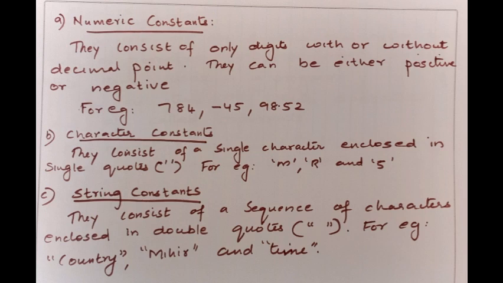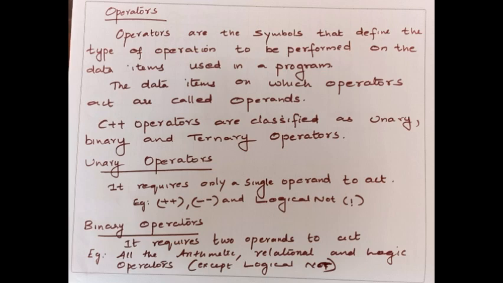Okay, next we are going to learn about operators. Children, what are operators? Operators are the symbols that define the type of operation to be performed on the data items used in a program. Maybe you learned this in mathematics: operators, plus addition, subtraction, multiplication operator, you know it, no? And the data items on which operators act are known as operands. Okay, so the data item on which operators act is known as what? Operand.